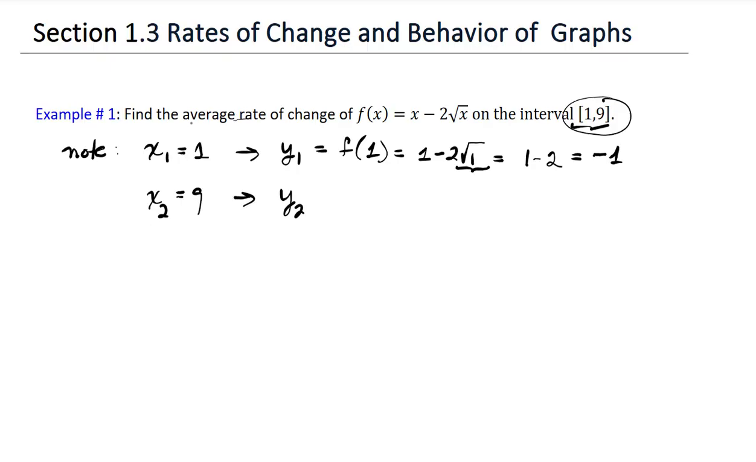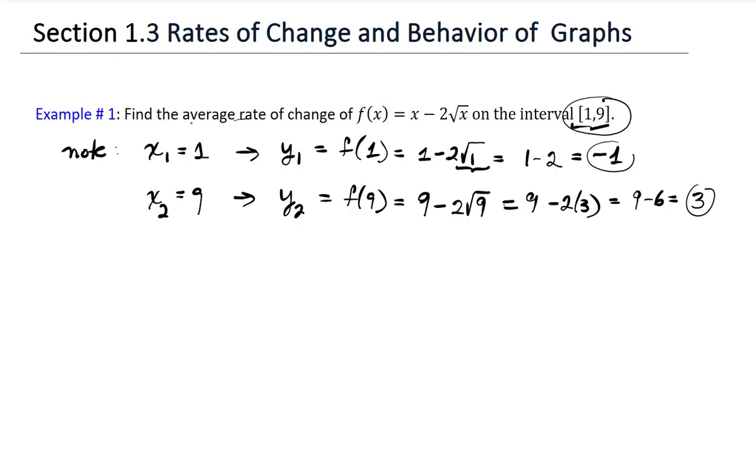Similarly, y2 is f of 9, hence 9 minus 2 times square root of 9, which simplifies to 9 minus 2 times 3, which is 9 minus 6. So that function value is a 3. And those are the y1 and y2, respectively.